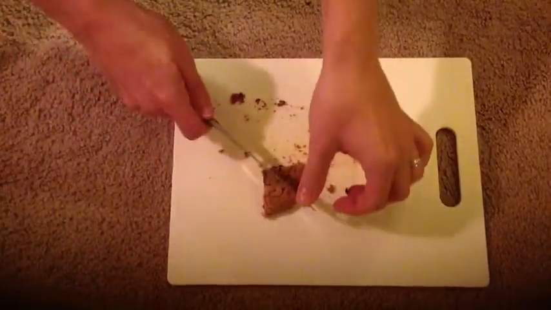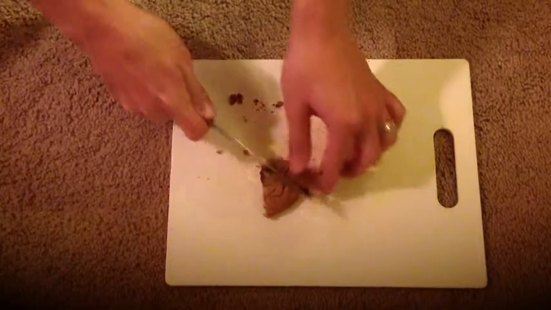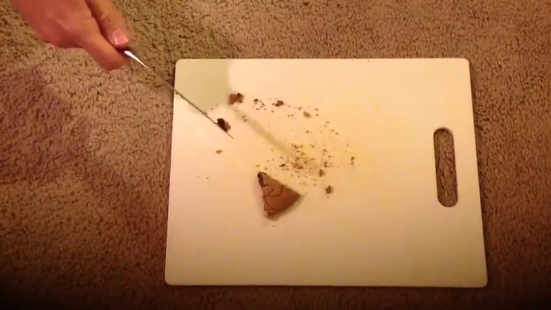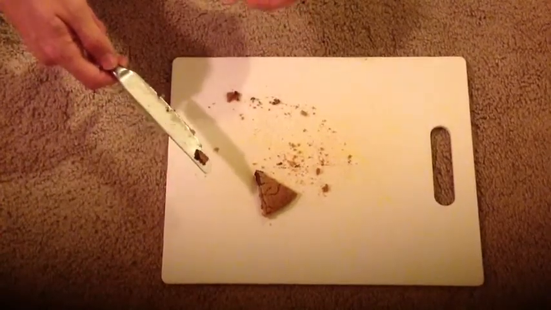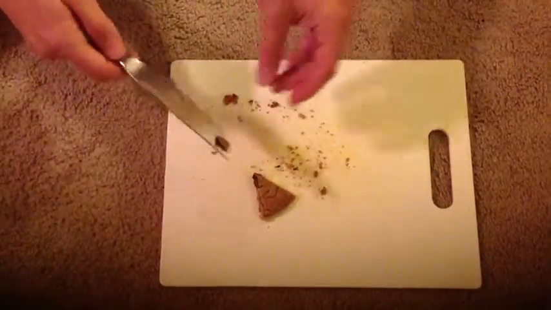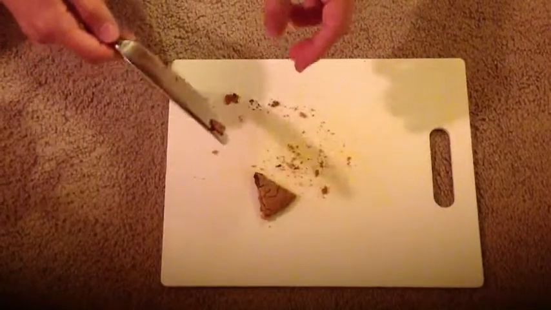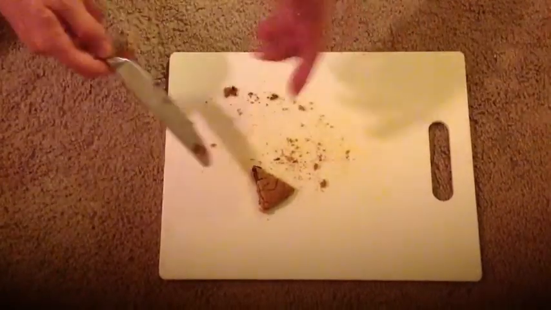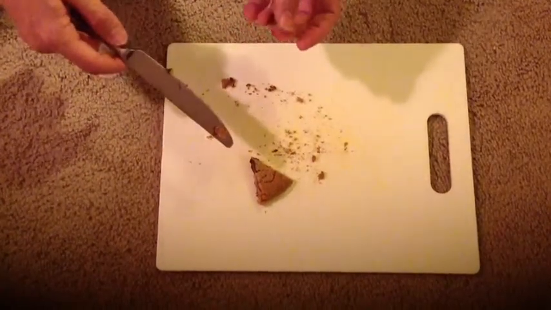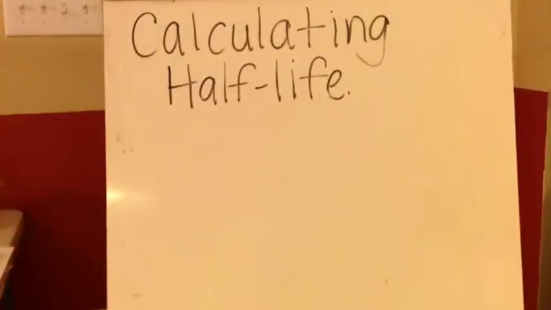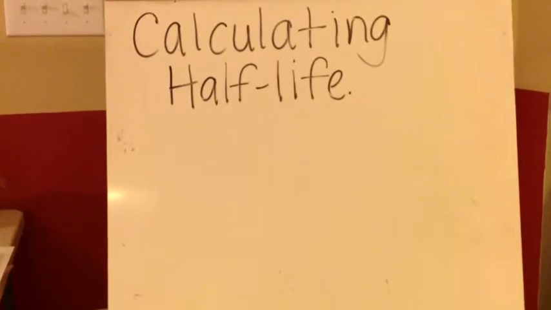Again, take and cut this in half. This decays away. This is undecayed. So this is half-life: the amount of time it takes for something to divide in half, or the ratio of decayed versus undecayed atoms left in rock. Okay, so let's go through and calculate half-life.